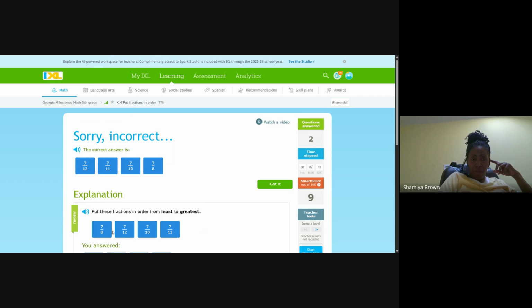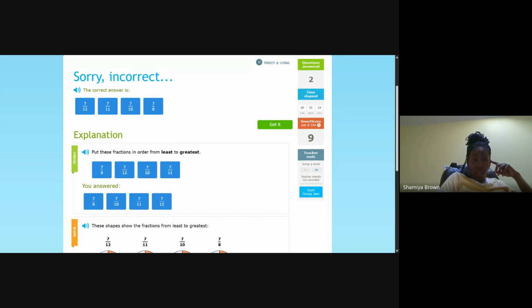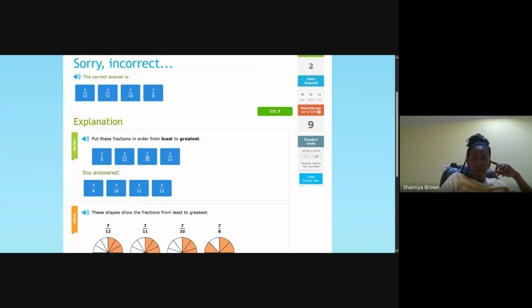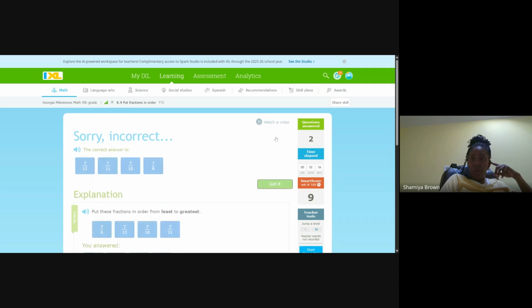Why did I put 7/8 and then 7/12? I don't know. This is what I put: 8, 10, 11, 12. I put them in order from greatest to least. That's what I did. Okay. Going too fast.